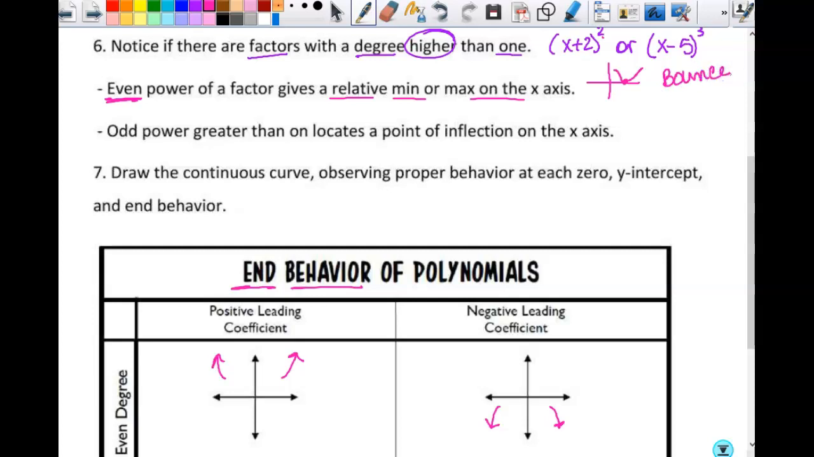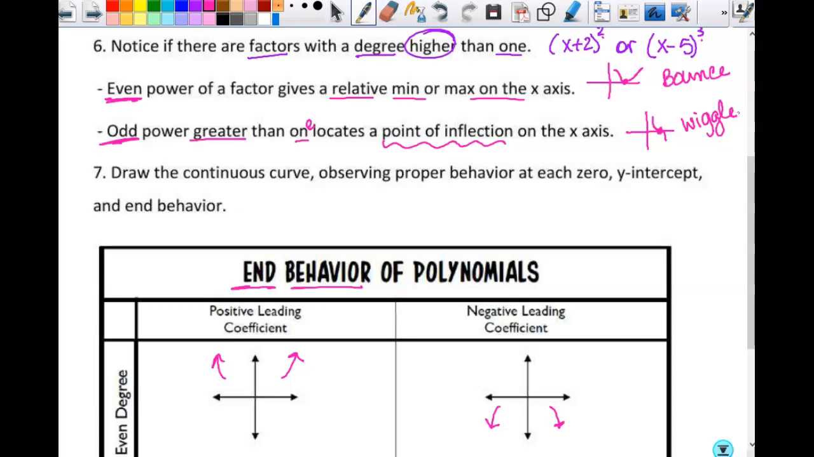Okay? But there's more going on in the function. That's just kind of that part. If we have an odd power greater than 1, and this should say 1, I left off the e, but it has to be greater than 1, it locates a point of inflection on the x-axis. So here's an odd-powered factor. We get a point of inflection. We should know what a point of inflection looks like, right? Something like that. And this we can call our wiggle. So we can either wiggle or bounce, or we pass straight through.